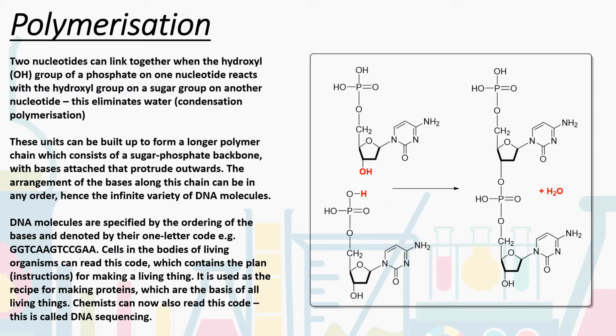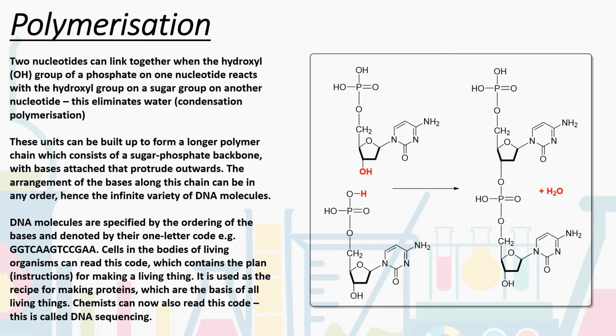And again, much like we saw with the amino acids, once we did this to make a peptide, we still had a free amine end and a free carboxylic acid end. Here, when we do this, we still have a free sugar OH group and a free phosphate OH group. So this can continue to go on and form much longer polymer chains. And so eventually this forms a really long chain which consists of a sugar-phosphate backbone, and the bases that are attached protrude outwards. So you can see here that we've got this nitrogen base that's attached onto the sugar, and you can see that it kind of protrudes to the side of it.